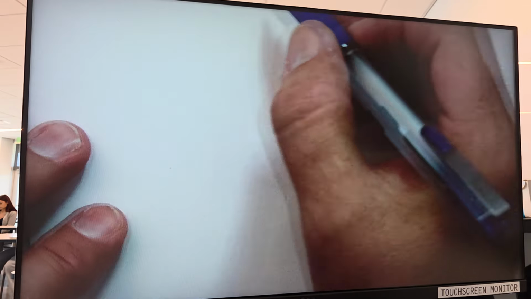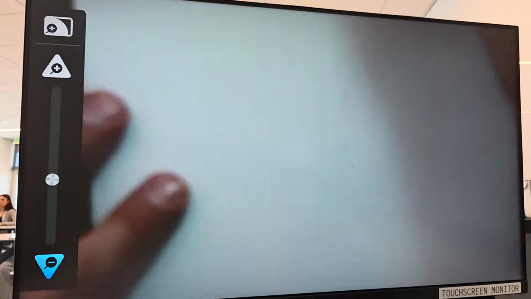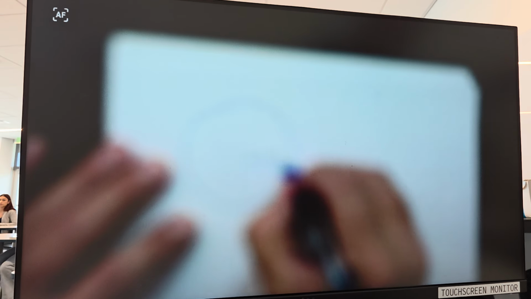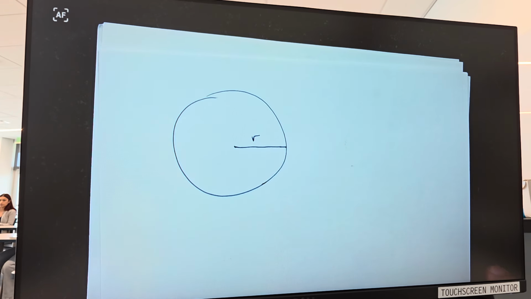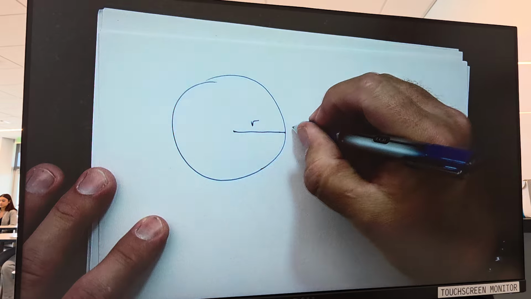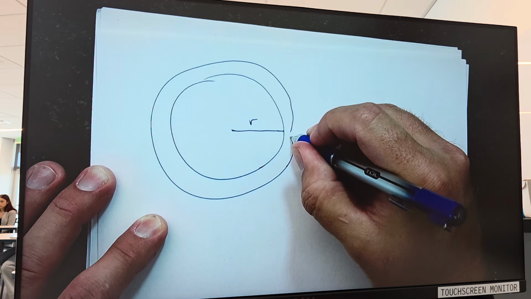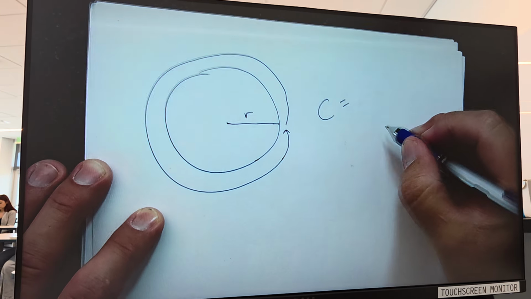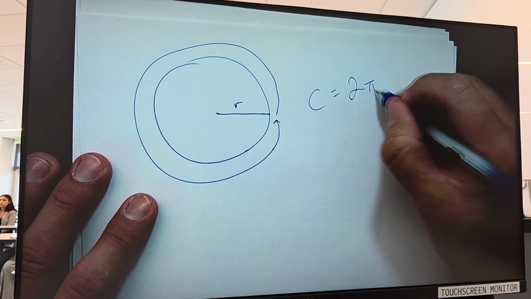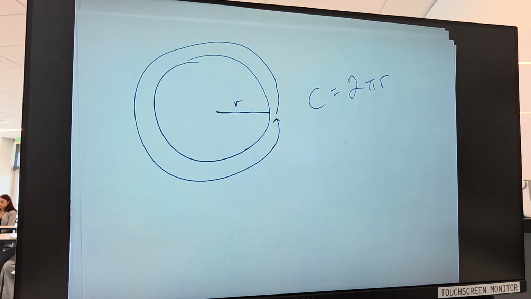Okay, so what if I have just a generic circle with a radius of r? What is the circumference of the whole thing? Do you guys remember from yesterday? 2 pi r. Yes?